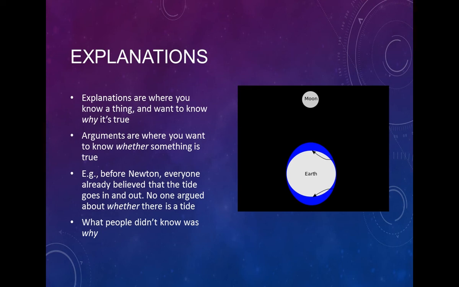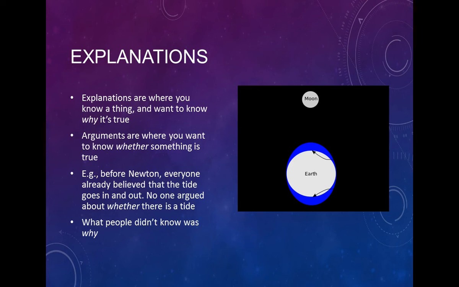Yeah? So let's say that something that was considered an argument years ago can now be considered an explanation. Maybe it starts out as an argument, but then it validates itself as the truth. That's right. So yeah, something that was an argument can become an explanation.